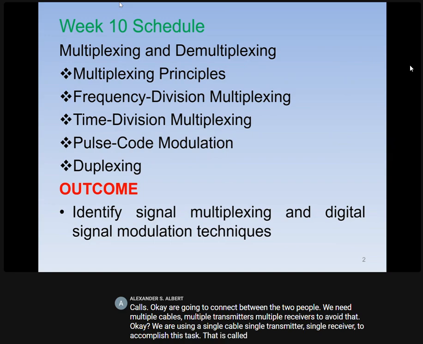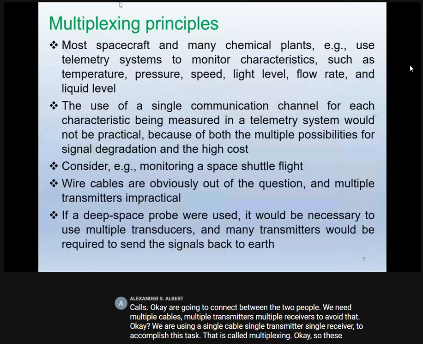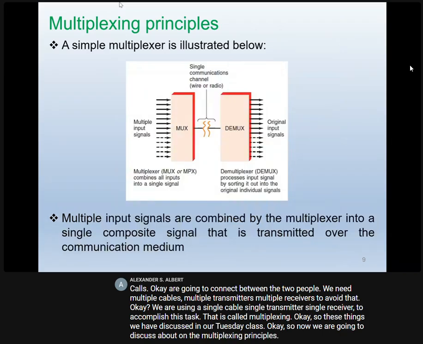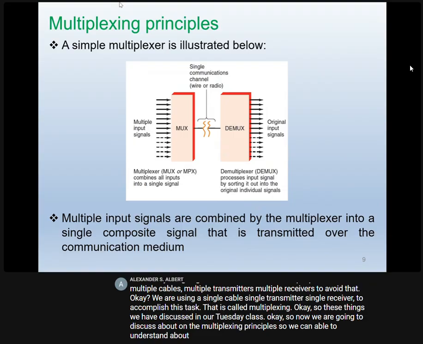That is called multiplexing. So these things we have discussed in our Tuesday class. Now we are going to discuss the multiplexing principles, so that we can understand the difference between the multiplexer and demultiplexer.